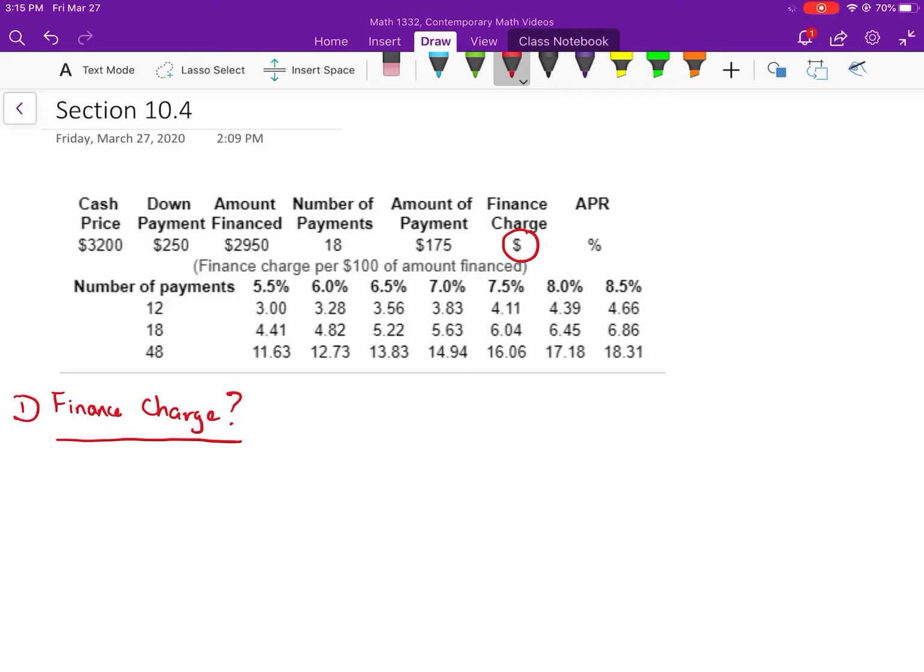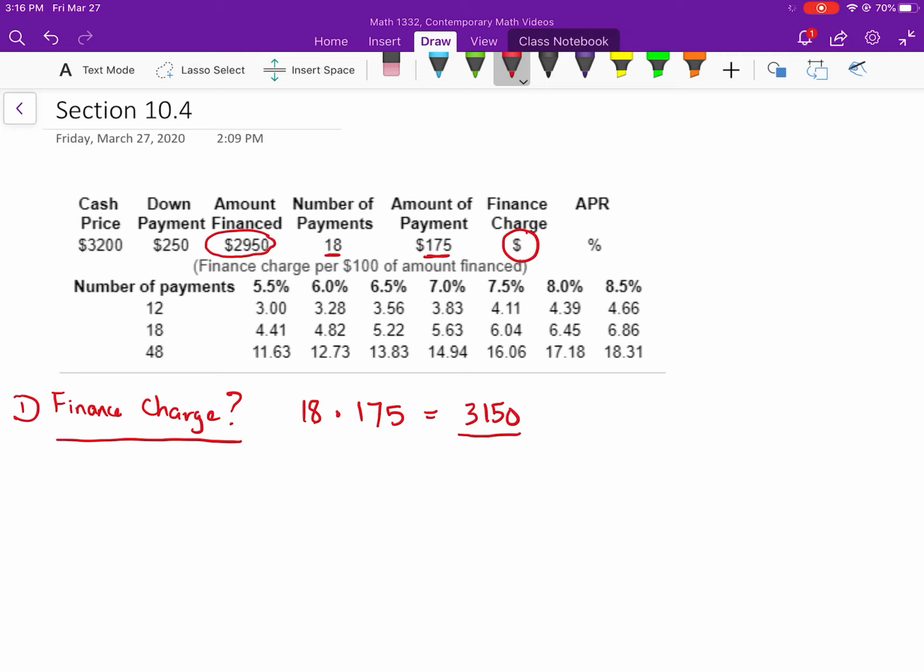Right now we see that it's blank because that's what we're looking for. However, if we know that we're making 18 payments, and each payment is going to be $175, then we can figure out how much total we are paying here. So 18 times $175. Let me punch that in my calculator. It is $3,150. With those 18 payments of $175, we're going to be paying a total of $3,150.